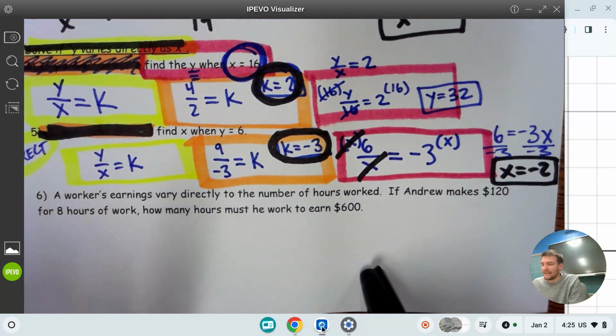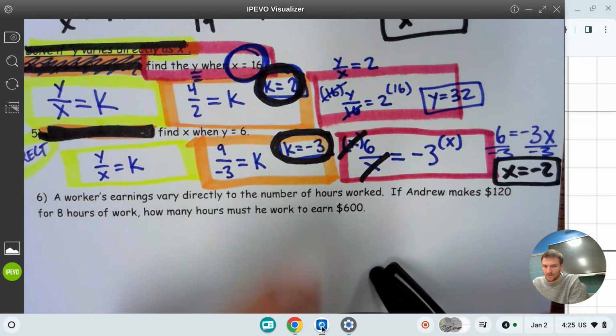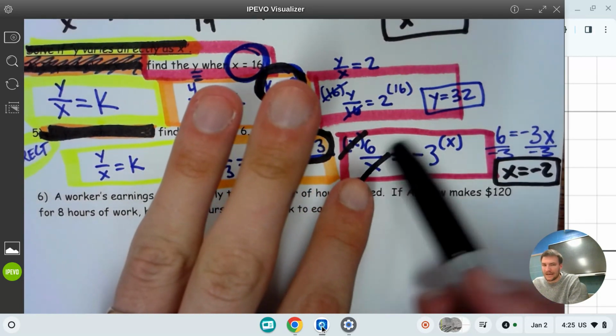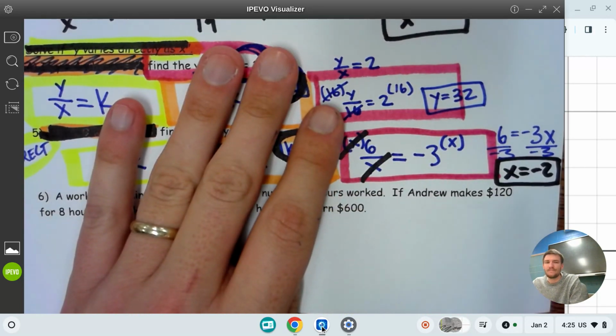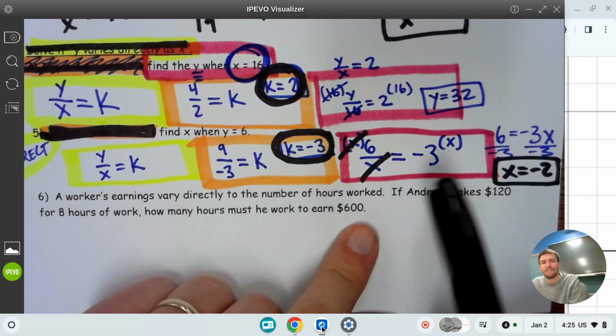Question number 5 is write it, write it, write it. That's 3. Multiply by x. That's 4. Divide. That's 5. So this is 1 step longer.